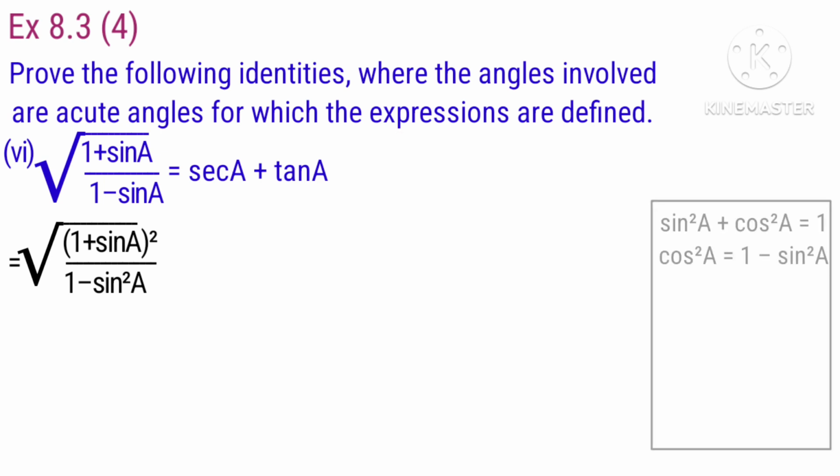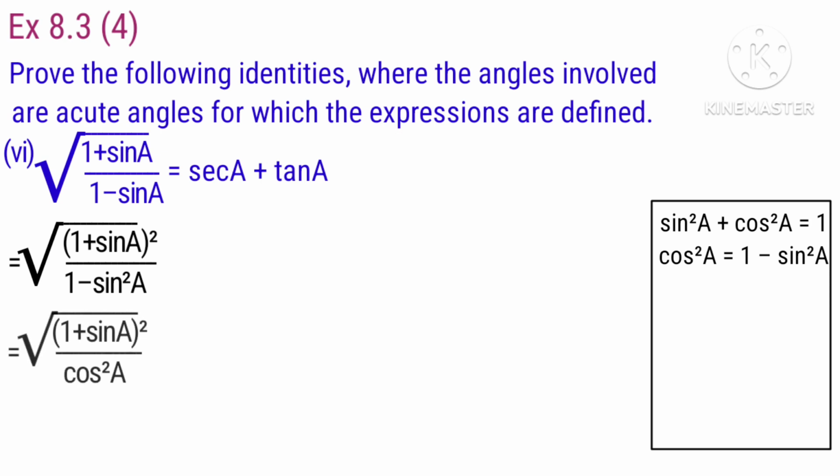We also know a formula, that is sin square A plus cos square A is equal to 1. If I want only the value of cos square A, I can write it as cos square A is equal to 1 minus sin square A. So, it is like the form of the denominator. So, we can write cos square A in the denominator. That is square root of 1 plus sin A to the power of whole square divided by cos square A. And here the square root and square will get cancelled.